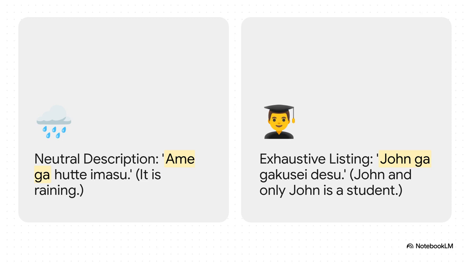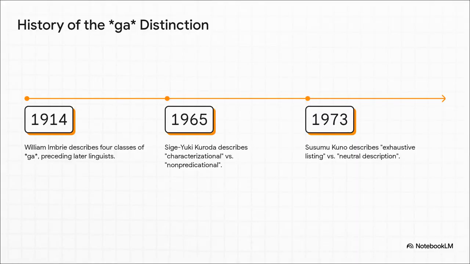Or it can give you an exhaustive reading, where "John ga gakusei desu" means John and only John is a student. For a long time, these were basically treated as two different gas. And here's a really cool piece of linguistic history that Ida uncovers in the manuscript. You know, Kuno gave credit to Shigeyuki Kuroda in 1965 for being the first to spot this distinction.